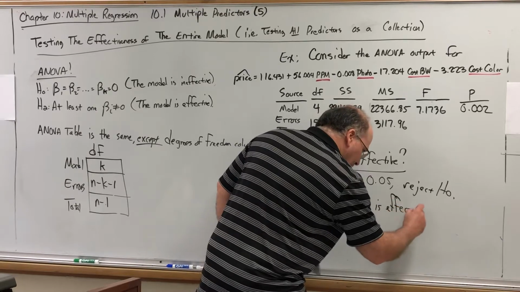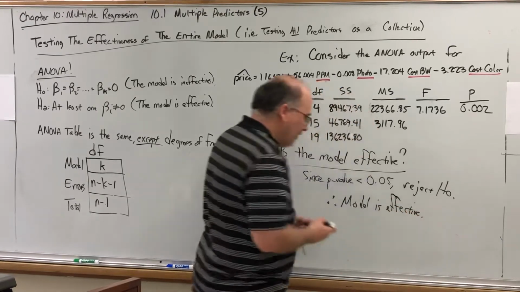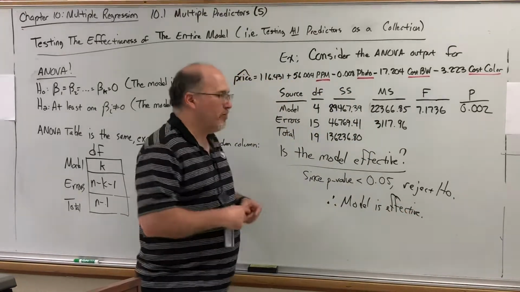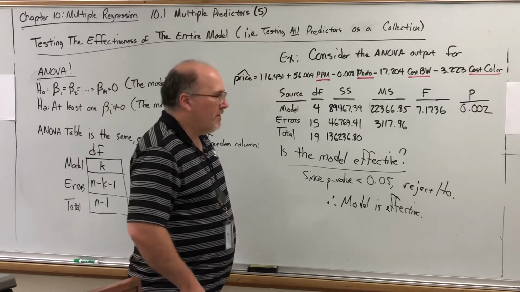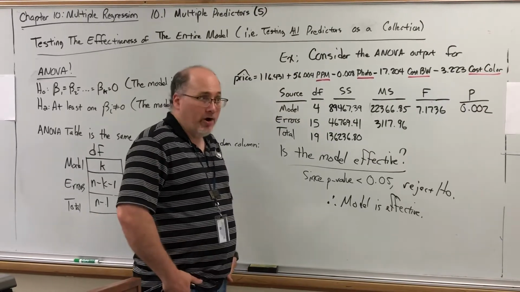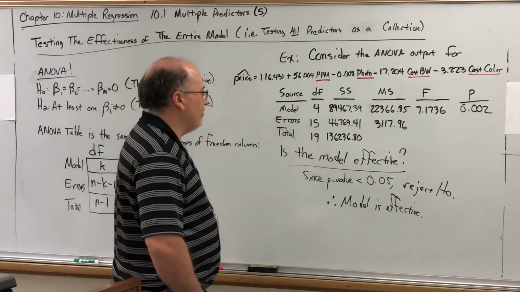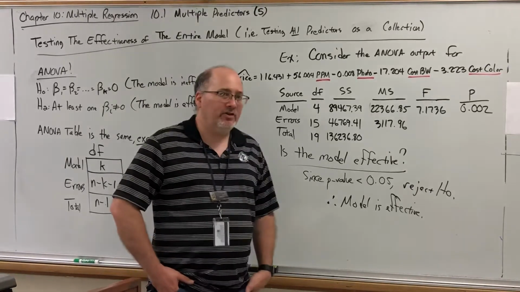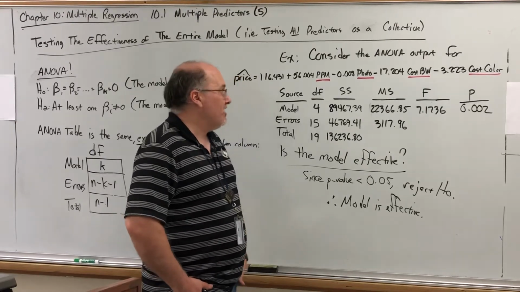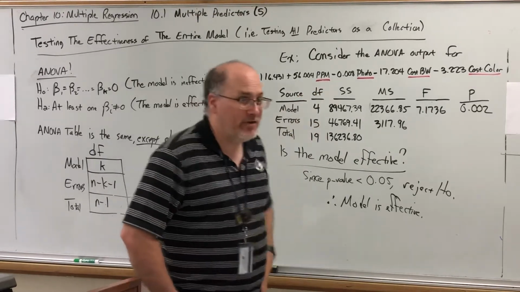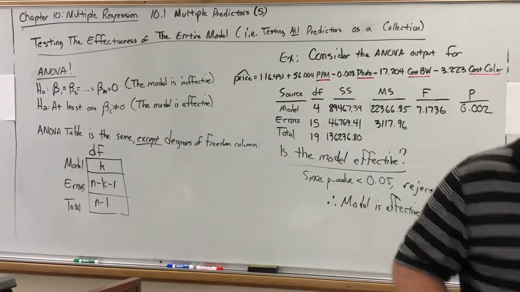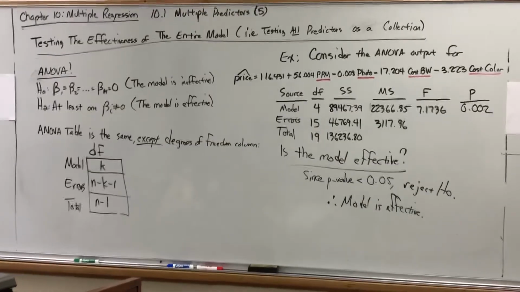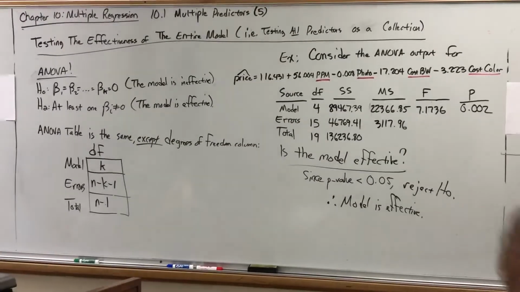Now be careful. That does not mean that every predictor is effective. That means that collectively they are. How can we tell whether or not an individual predictor would be effective? Well, then we would have to look at the regression output and look at that individual predictor's p-value. I happen to have them here, and in fact, I'm going to turn my computer around and show you what I'm looking at.